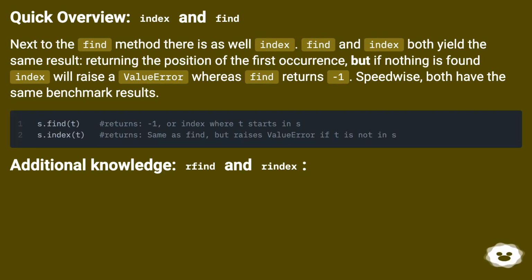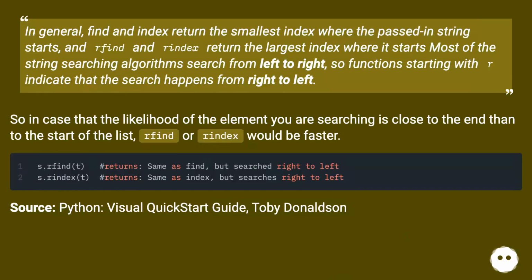Additional knowledge, find and index. In general, find and index return the smallest index where the passed-in string starts, and rfind and rindex return the largest index where it starts. Most of the string searching algorithms search from left to right, so functions starting with R indicate that the search happens from right to left. So in case the likelihood of the element you are searching is closer to the end than to the start of the list, rfind or rindex would be faster.